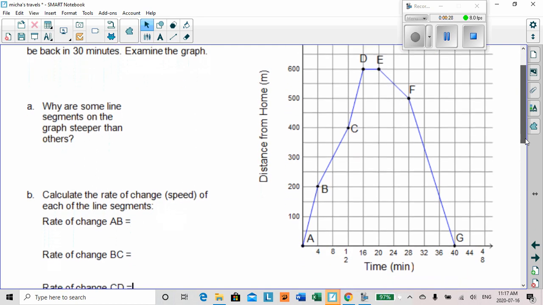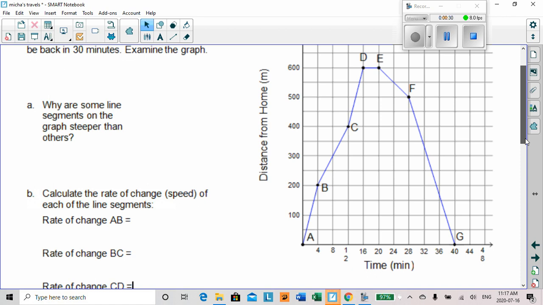The horizontal axis is time, and the vertical axis is his distance from home. So we can tell that down here at A, this is when Misha starts. The distance from home is 0, so he starts at home. Now, when you look at this graph, you see that some parts of the graph are steeper than others. Why do you suppose that is?